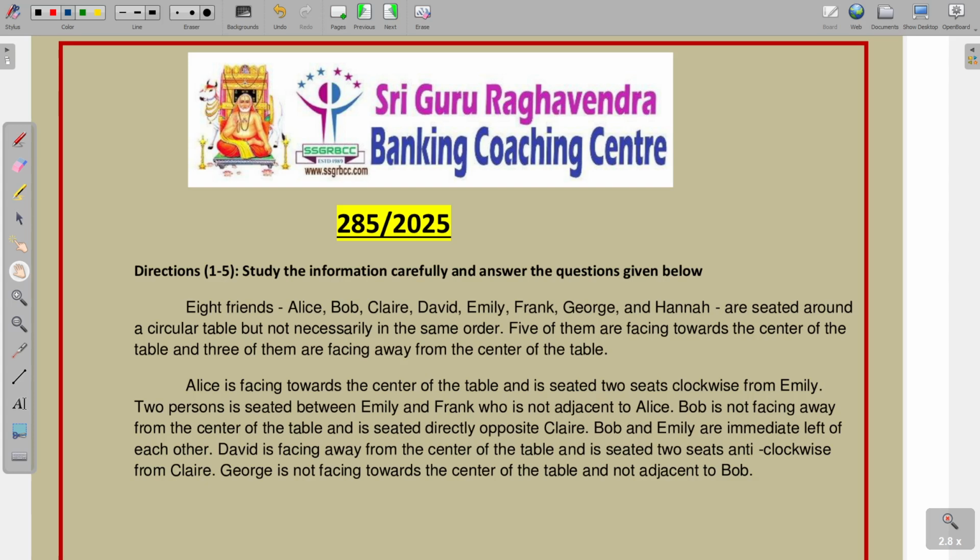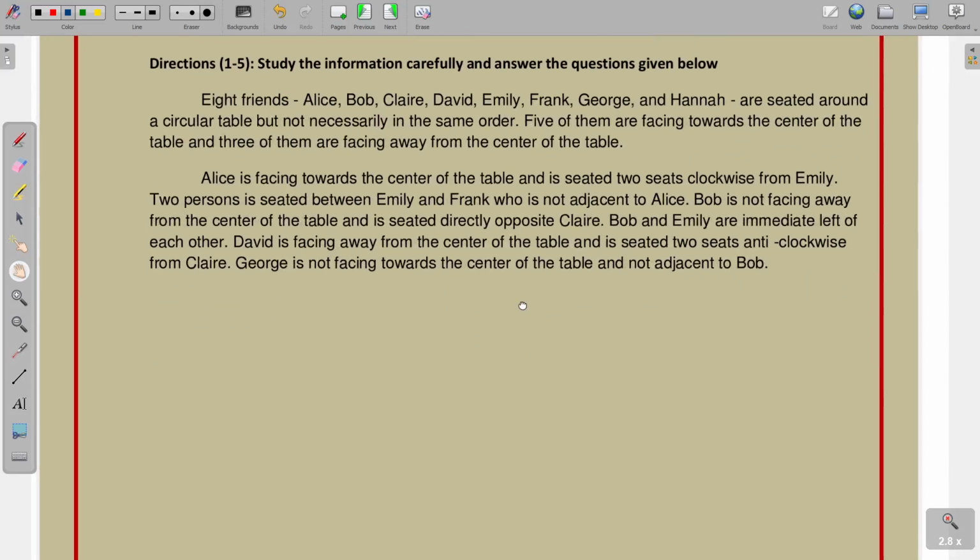I am Sampath. In this class, we will discuss paper number 285 reasoning paper. It is starting from puzzle, directions 1 to 5. Study the information carefully and answer the question given below.